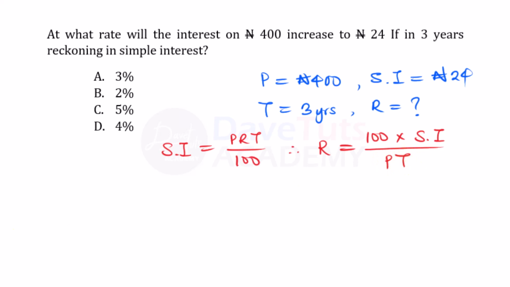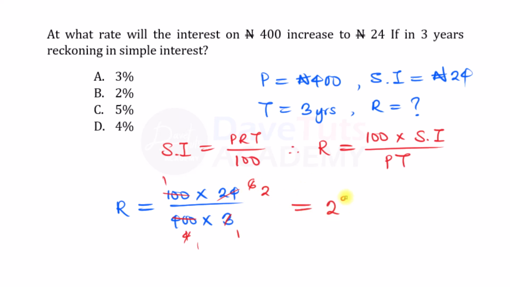So if you just plug in these values, our rate in this case is 100 multiplied by the simple interest found to be 24, divided by the principal given as 400, and the time is 3. We can just go ahead and divide: 100 here 1, 100 in 400 is 4, 4 here 1, 4 in 24 is 6, 3 can go in 6, that will be 2. So the rate is going to be nothing but 2%, which is option B.